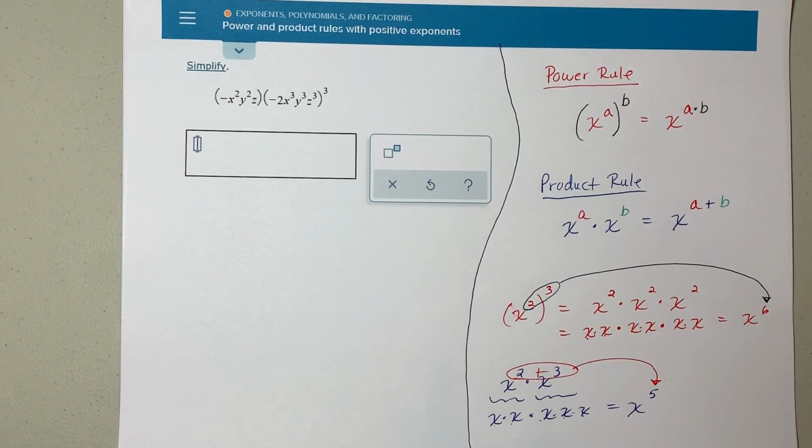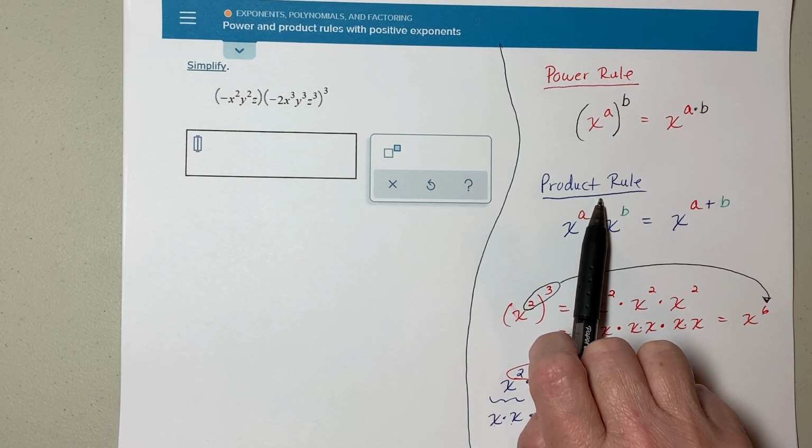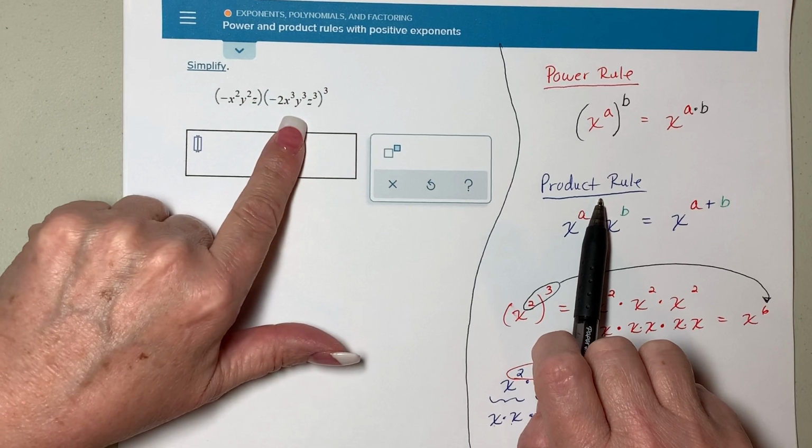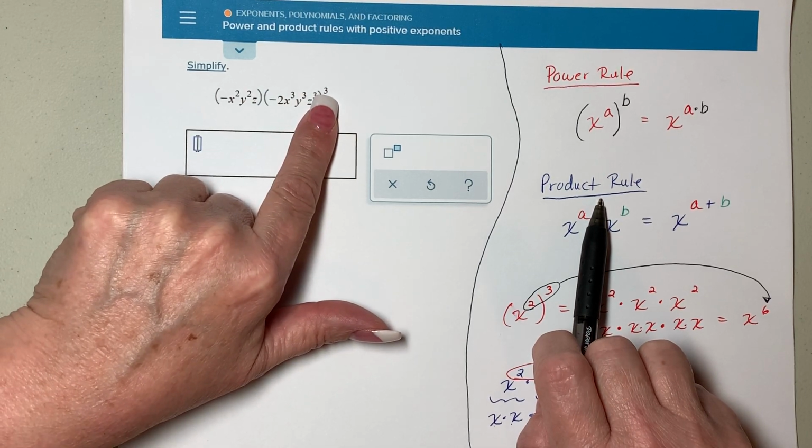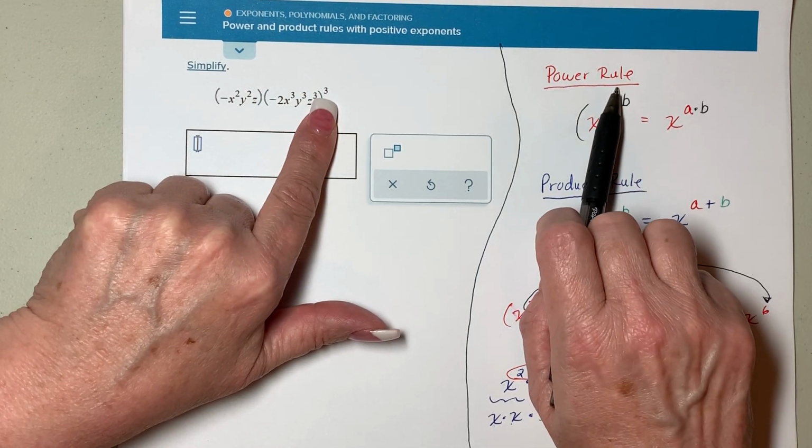Now, those are the two rules that we're going to be using to simplify this. And you're probably looking at this method and going, good God, what do I do? Well, you've got parentheses next to parentheses, which tells me to multiply. That would be a product rule. However, my second set of parentheses is raised to a power of 3. That would be the power rule.